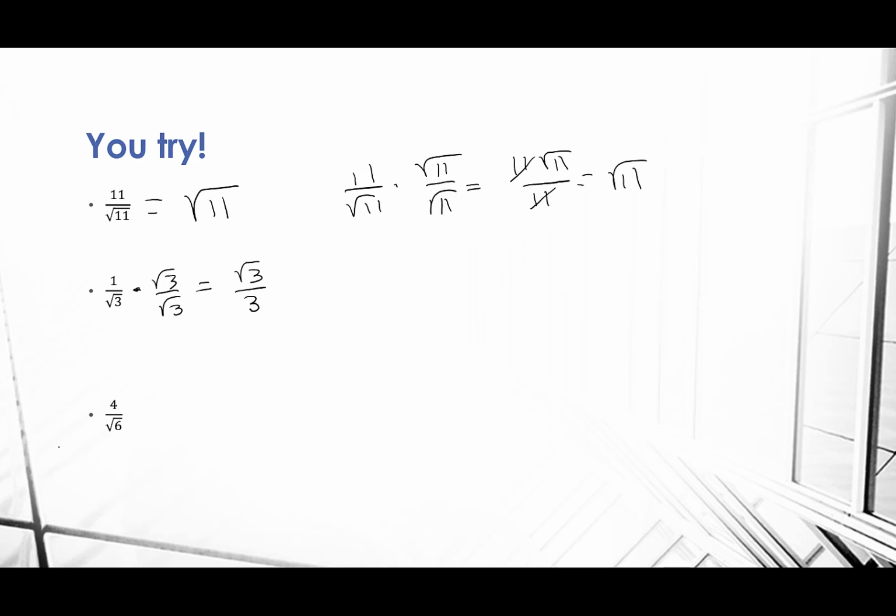The last one says 4 over the square root of 6. So multiply the square root of 6 over the square root of 6. I have 4 square root of 6 in the numerator. I have 6 in the denominator. 4 and 6 are both even, so I can reduce them both by 2. So 4 divided by 2 gives me 2. Still have the square root of 6. 6 divided by 2 is 3. This is my final answer.